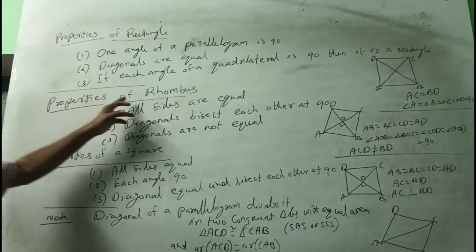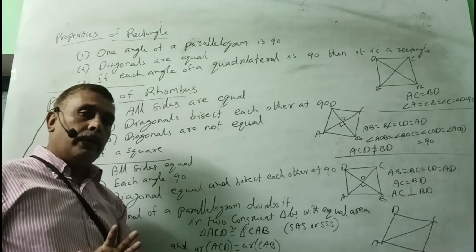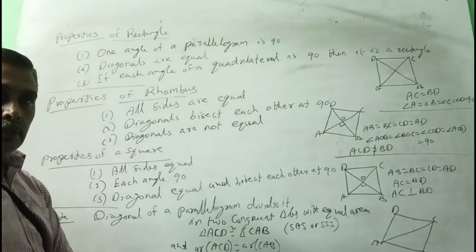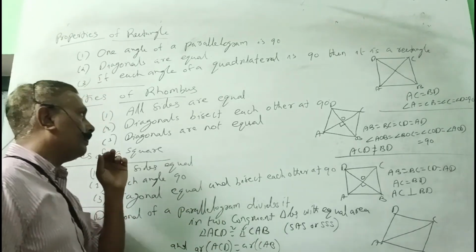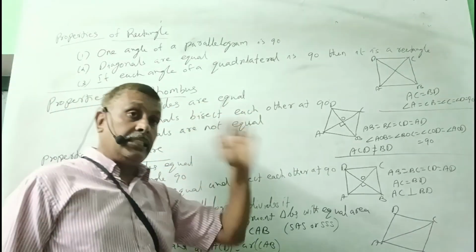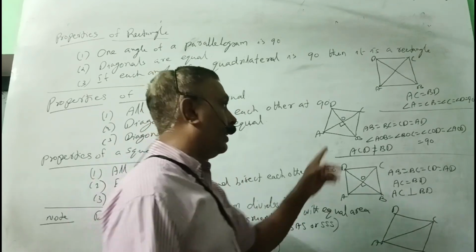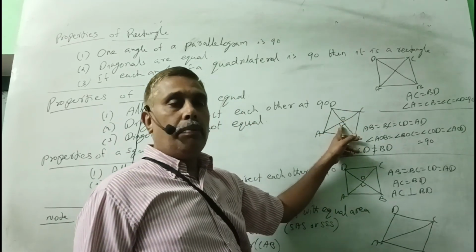Then the properties of a rhombus. A rhombus is a parallelogram, so all the properties of a parallelogram are satisfied. Other than that, all the sides are equal. If in any quadrilateral all the sides are equal, then it is a rhombus. Diagonals bisect each other at 90 degrees. In a parallelogram, diagonals bisect each other, we already studied. But in a rhombus, that bisecting angle will be 90 degrees.